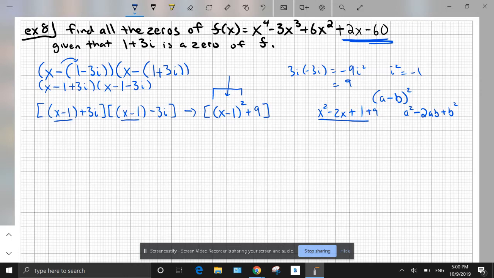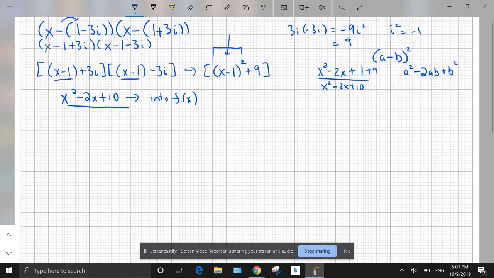So now we have x squared minus 2x plus 10. So this is what we get from our complex zeros. We're going to use this to divide into our f of x. So we're going to use long division to break this polynomial down. So here, remember, always check your exponents. Here we are not missing any, so we're good.